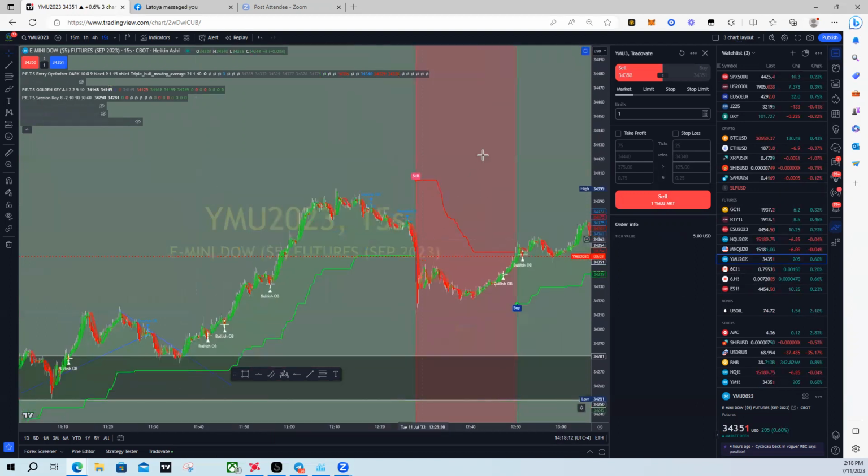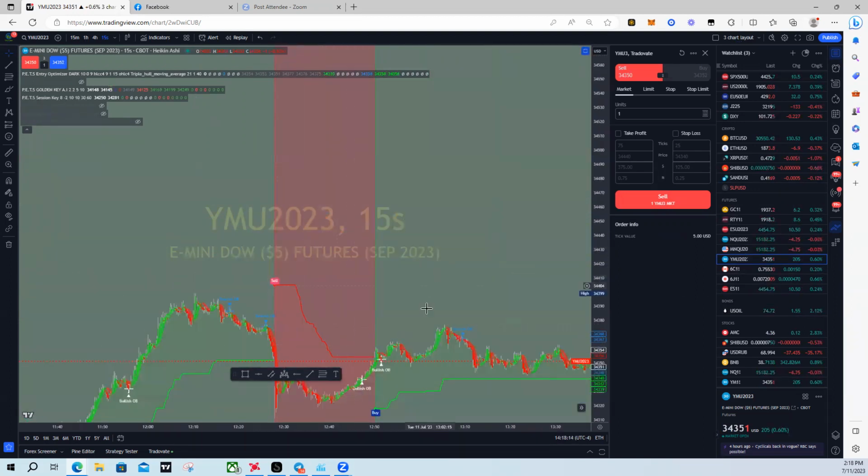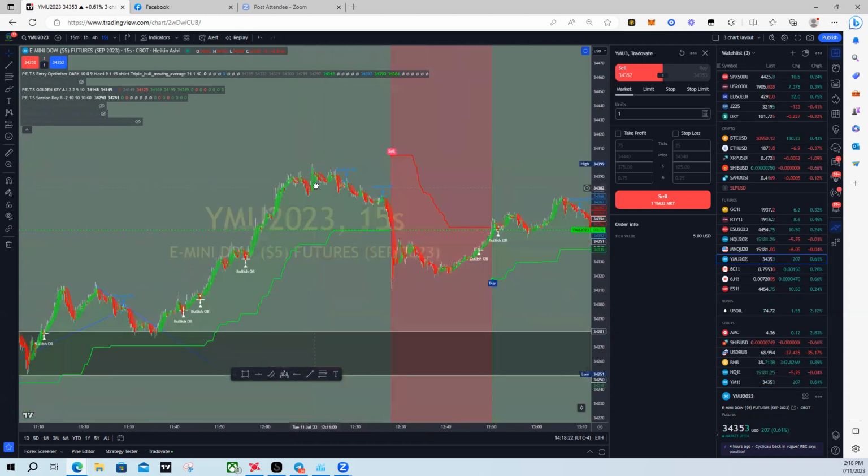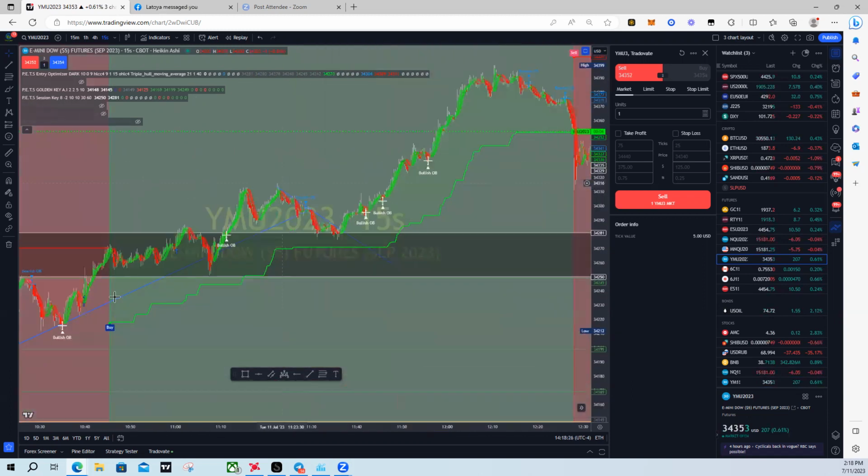But notice, if you're in this area all the way up here, you're late to the party, unless you want to use simply the entry optimizer to get into your trade. You can do that as well, right? On a 15-second chart, look at this buy on the entry optimizer on a 15-second chart. Buy.